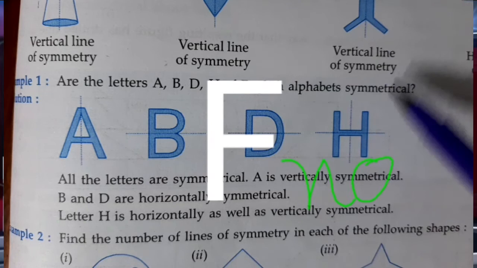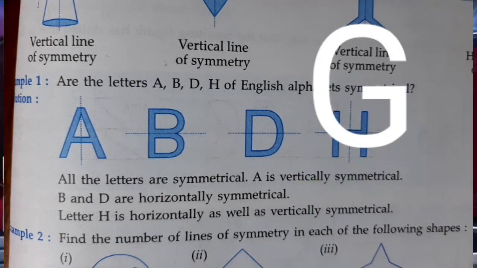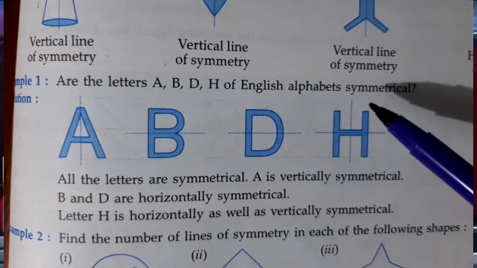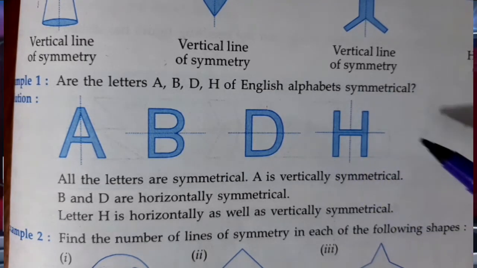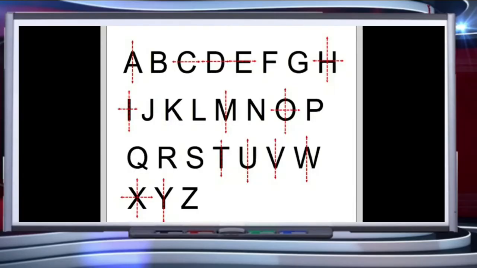F, it has no line of symmetry. Then G, again no line of symmetry. Here H, it has 2 lines of symmetry, 1 and 2. So you will write all the English alphabets from A to Z, and you will draw the lines of symmetry in them. See students, like this you have to make the chart.